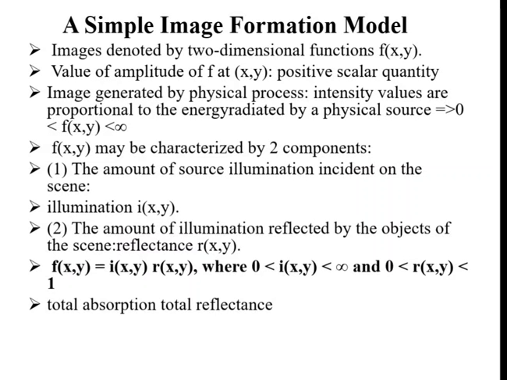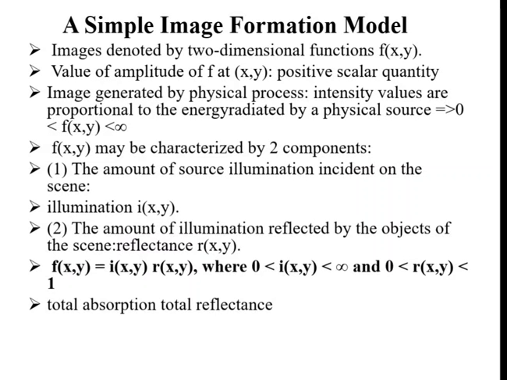We saw that the combination of x and y axes gives the image, which we denote in the form of coordinates f of x,y. The value or amplitude of f at x,y is a positive scalar quantity. For an image generated by a physical process, the intensity values are proportional to the energy radiated by the physical source. So f of x,y is nonzero and finite, that is, greater than 0 and less than infinity.